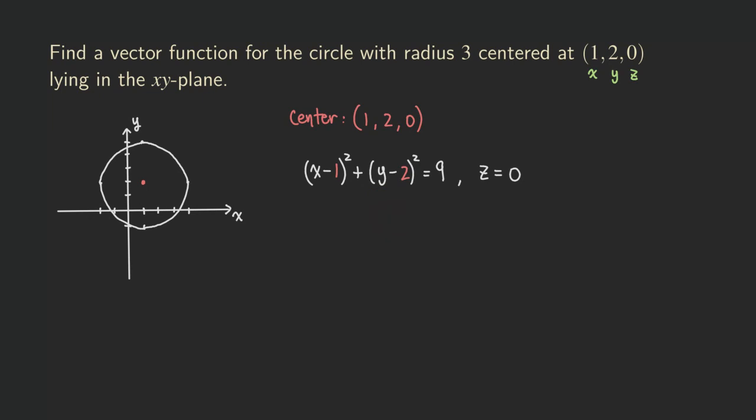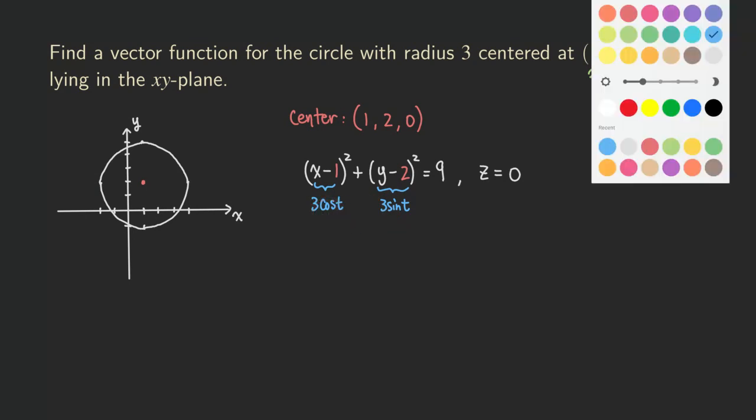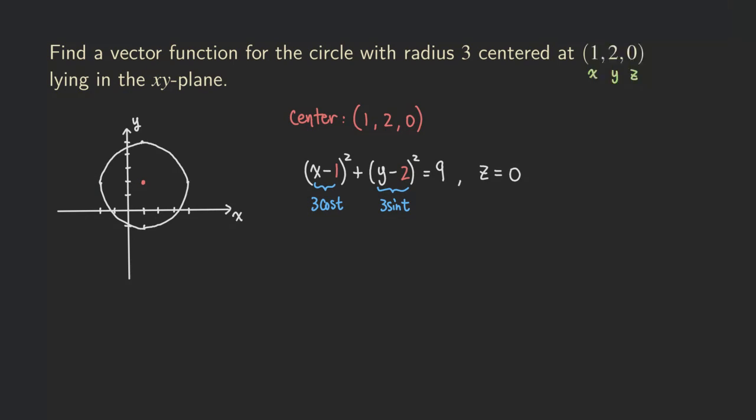It's actually really simple. All we need to do is to claim that the stuff in here would be 3 cosine of t, and then claim the stuff in this second group right here, the y minus 2, as 3 sine of t. Then you can see, let's just do some quick calculation right here. This is not part of the solution, but if you just do some quick calculation on the side, do you see what's going on here?